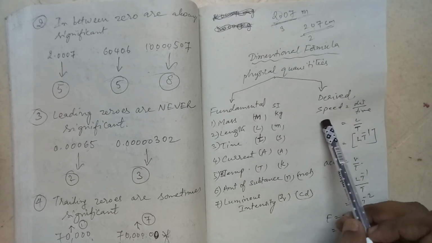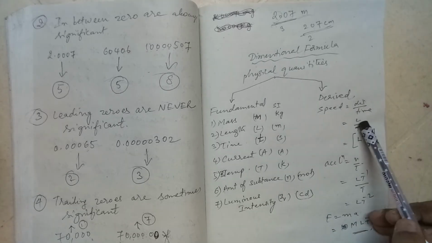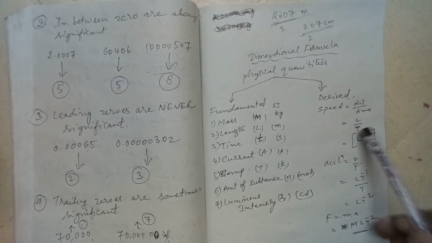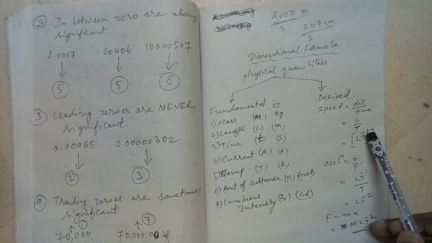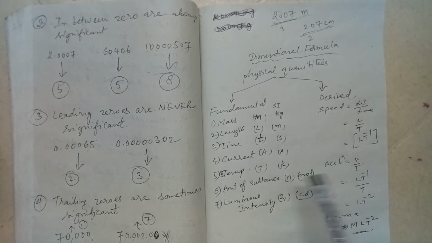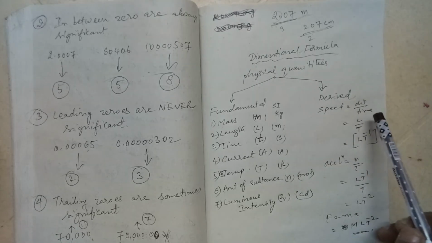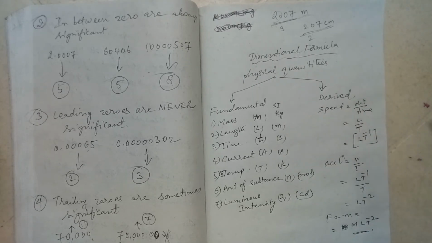Take an example, speed. Speed is distance by time. It is nothing but some length by some time, so it is L by t. So [L t^-1], written in square brackets. This is called the dimensional formula. Okay, and this is derived. Speed is derived from two basic fundamental quantities, length and time.